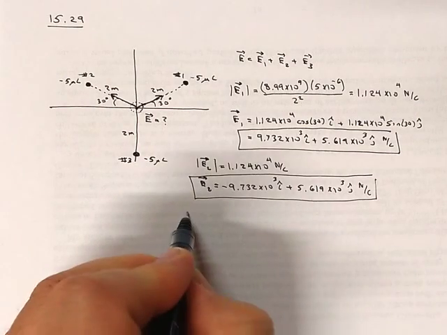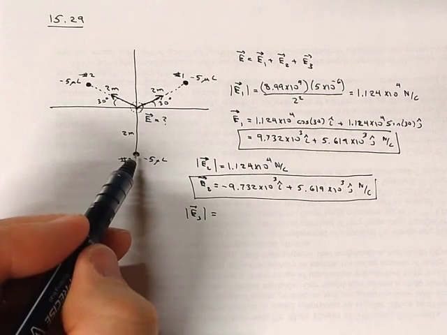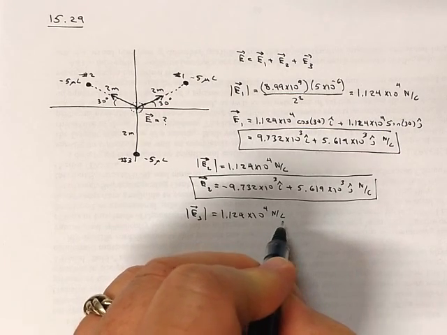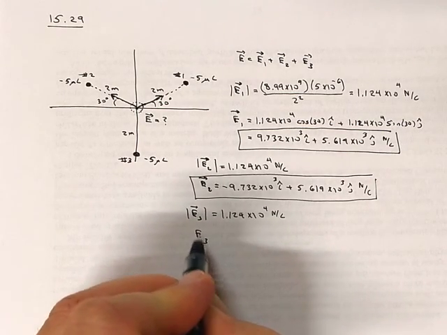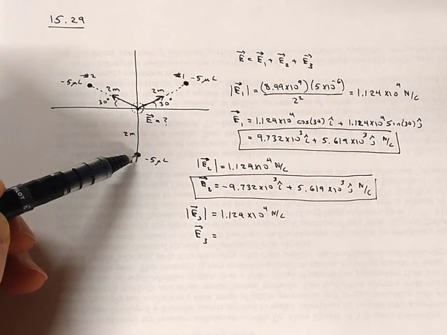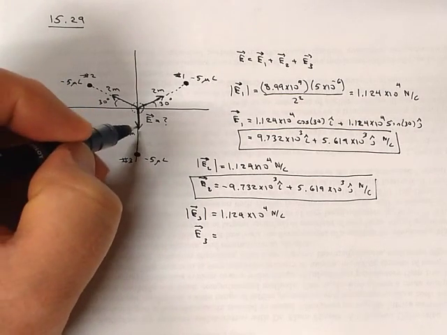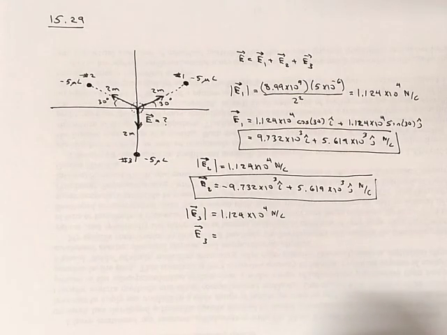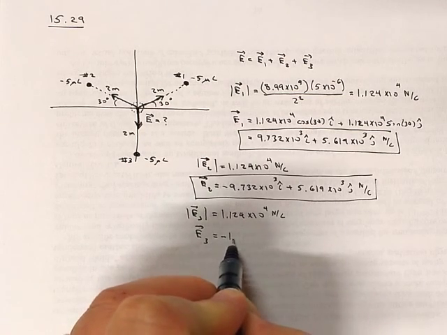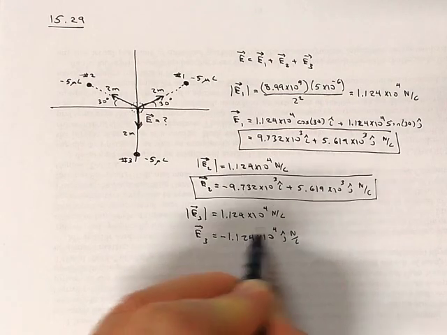One last one to go. Number 3. Well, this is the same amount of charge, it's the same distance to the origin, so that will have the same magnitude. But what's the direction? If I'm at the origin, the electric field from this charge number 3 will point towards it since it is negative. So that electric field will be straight down along the negative y direction, represented by a minus j. So this electric field with direction is minus 1.124 times 10 to the 4th j newtons per coulomb.